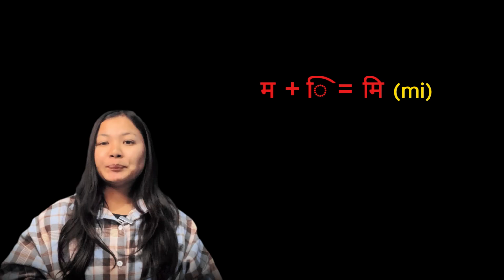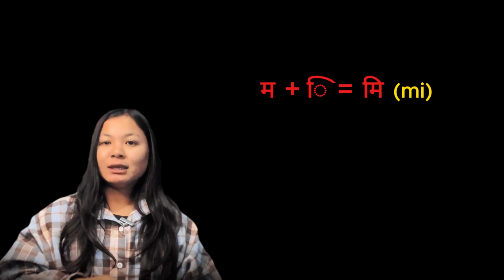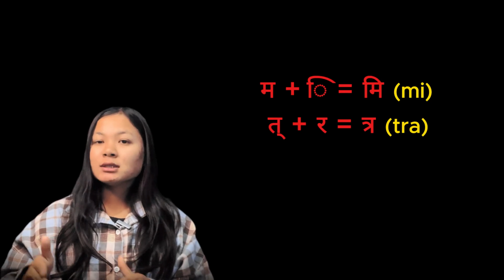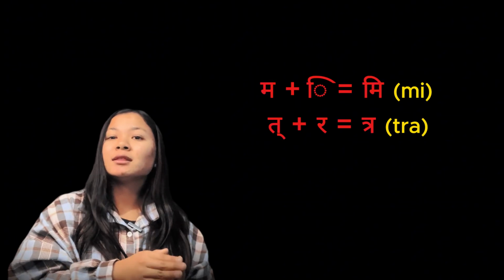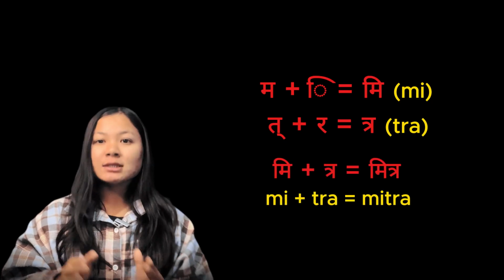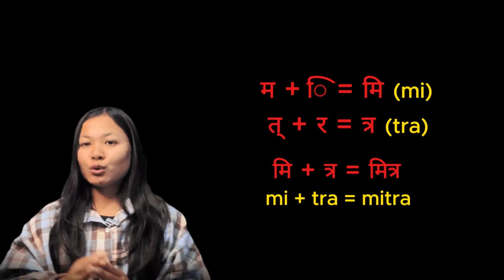Next is also a cluster word. So what is the formation of this word? Ma plus e, it becomes me. And we add ta plus ra. It becomes tra. So we add these two letters, mi plus tra, it becomes mitra. Mitra, which means friend.